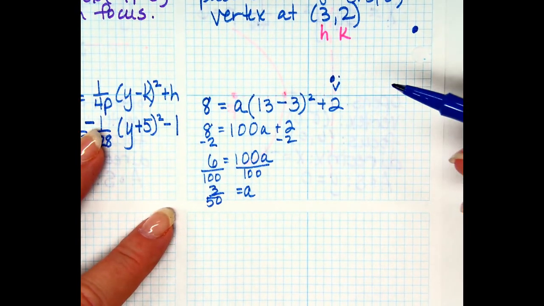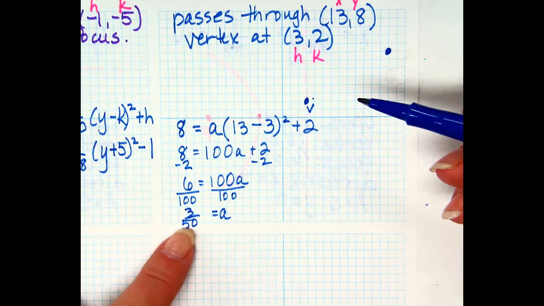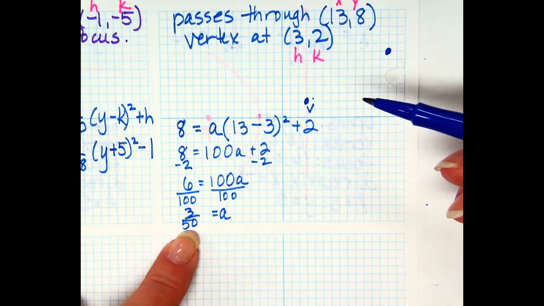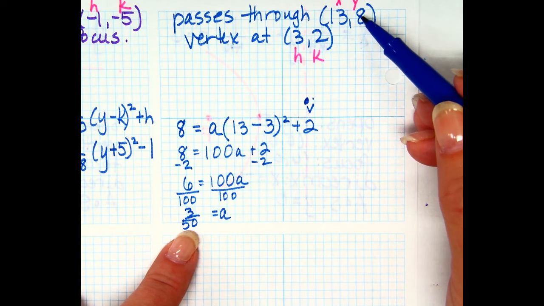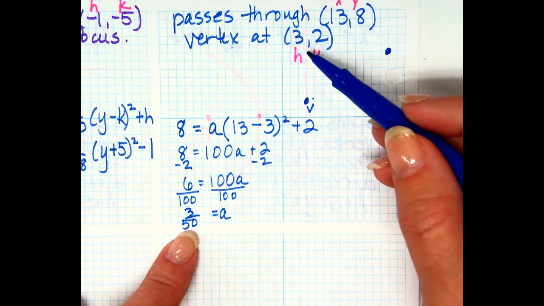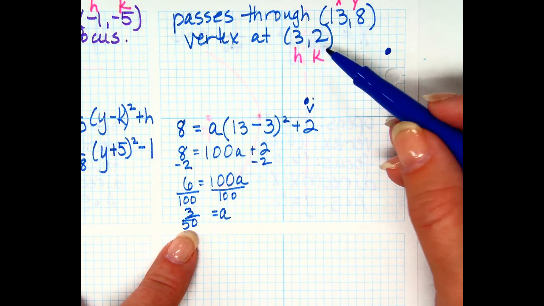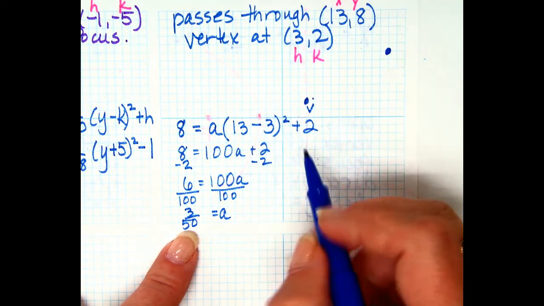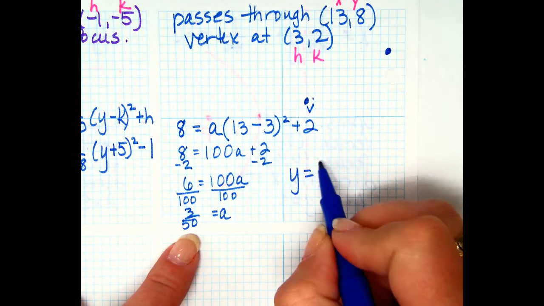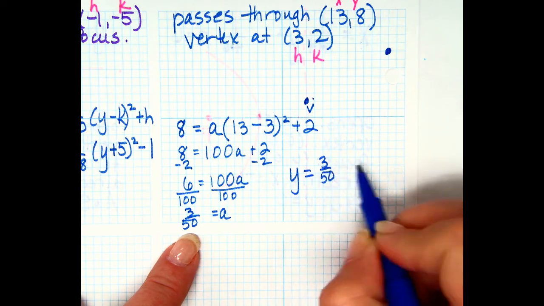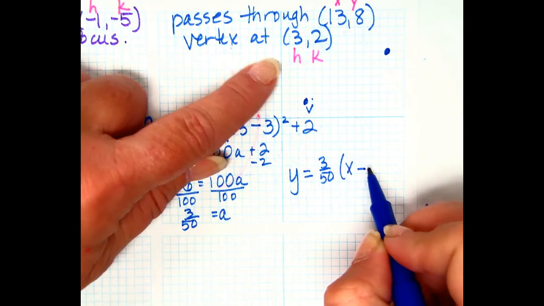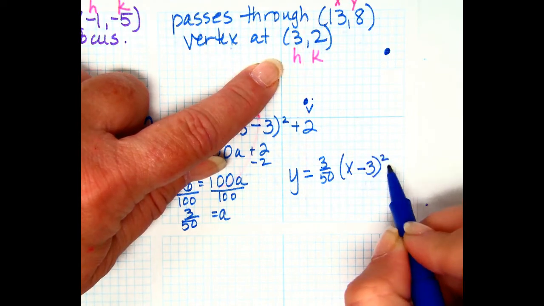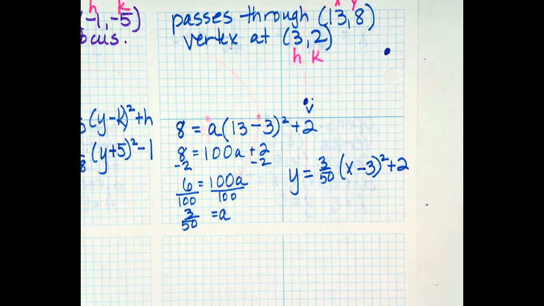Now I've got to write my equation now that I know a. When I go to write my equation now that I know a, do I substitute in x and y? No. Do I substitute in h and k? Yes. Okay. So y equals a, which is 3 over 50, x minus h squared plus k.